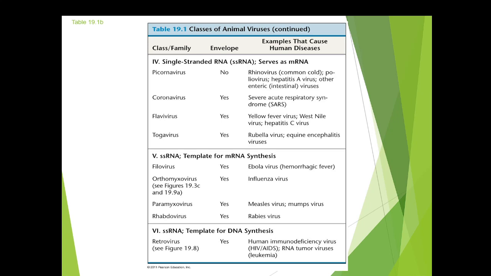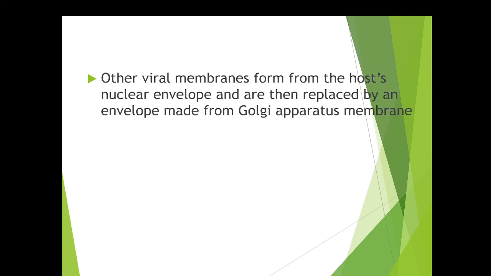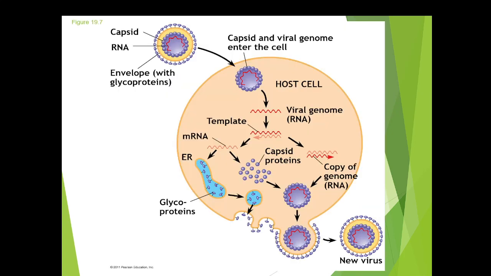acid is actually used. So many of these viruses that infect animals have a membranous envelope, and that envelope actually helps them bind to surface molecules in the host cell and gain entry. So some viral envelopes are formed from the host plasma membrane, and some are kind of a mix. But either way, the viral envelopes are really important to allowing the virus to get into the cell. Other viral membranes will actually form from the host nuclear envelope and are replaced by an envelope made from the Golgi apparatus that can include some viral parts as well.